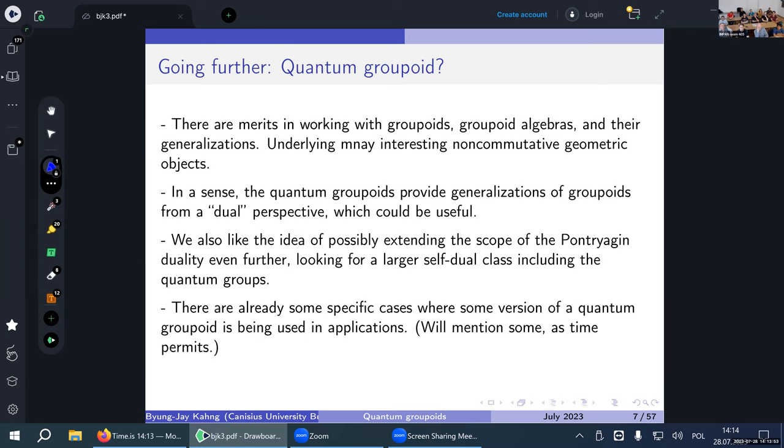to go to quantum groupoid, because this past two days we've been talking about a rather old story, and we saw that groupoids are nice non-commutative geometric objects, and they can be useful for extending the quantum group and things like that. So we want to go there.